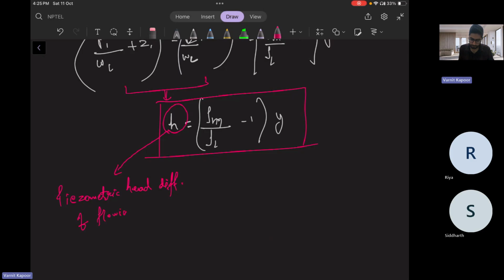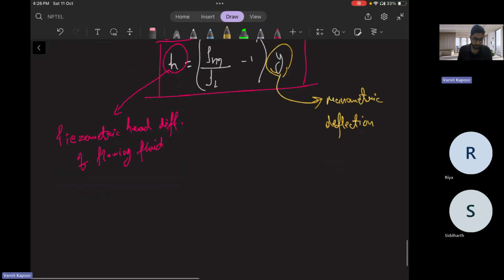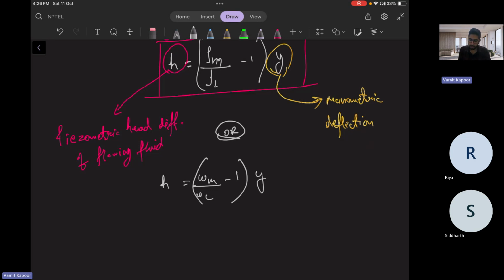Of flowing fluid, and this is your manometric deflection. Okay, manometric deflection. So you can write H in terms of W also. If you divide both by G, H can be written as Wm by Wl minus 1, in terms of specific units, into Y. Okay, you can write in both the ways.